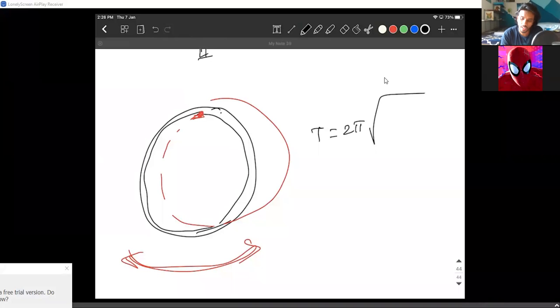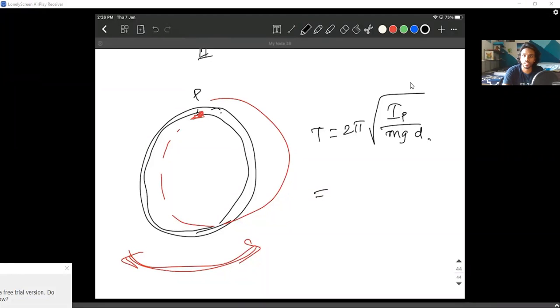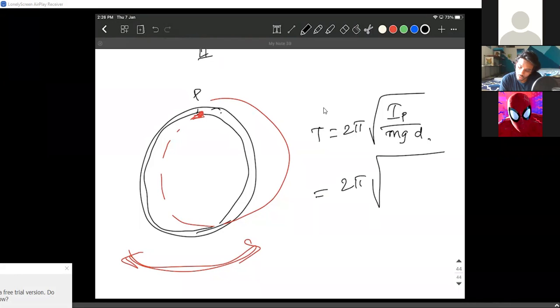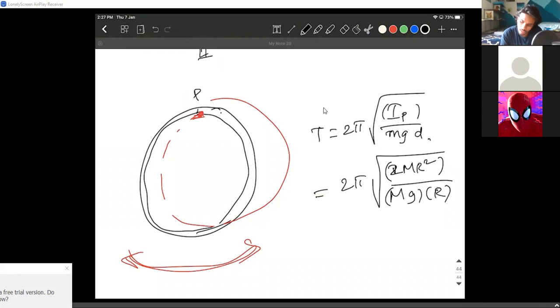2 pi root over I about this point P of suspension by mgd. Harshavardhan, give me the answer. 2 pi into root over 2r by g. Yes, let's check. The moment of inertia about that point for a ring is 2mr square, by m into g into r. So 2 pi root over 2r by g. Yes, this is the answer for a ring.